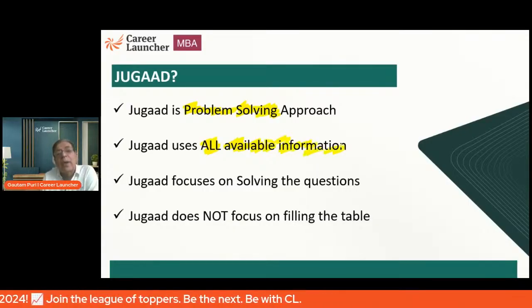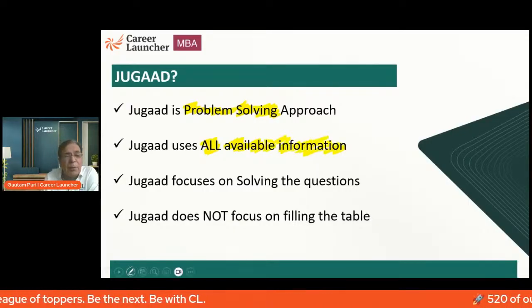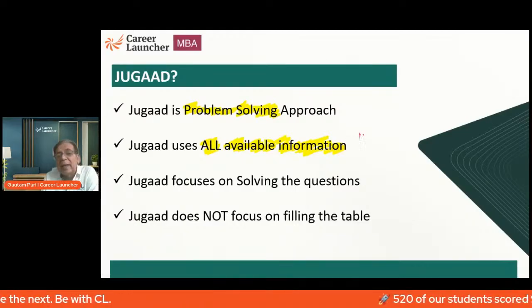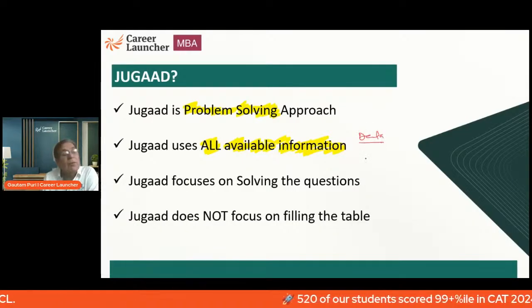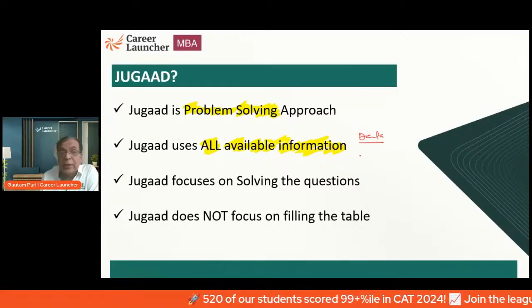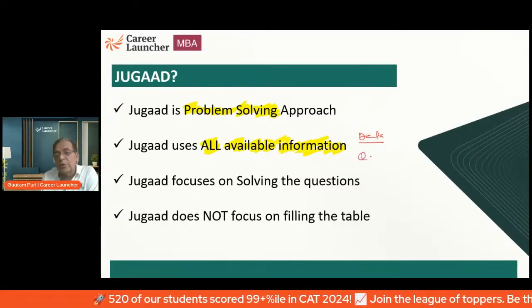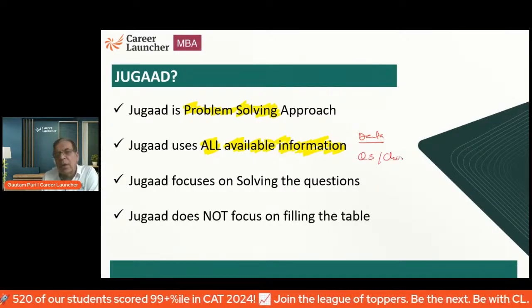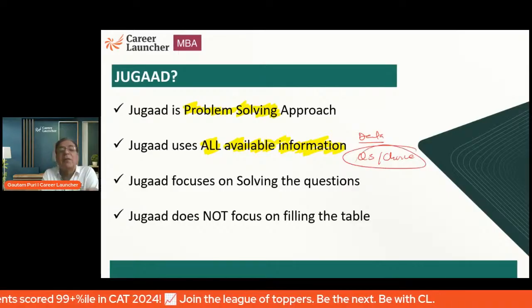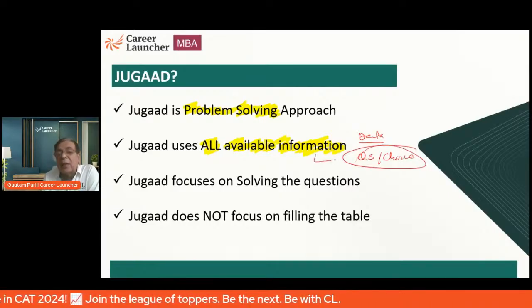Most of the students don't look at all available information. What is the information most students look at? They look at the data given. Most students, and people, and even teachers who teach DILR, do not look at the questions. They do not look at the choices. And there's a wealth of information available in the question and choices, and that is what gets missed out.